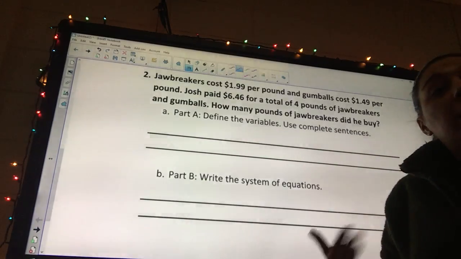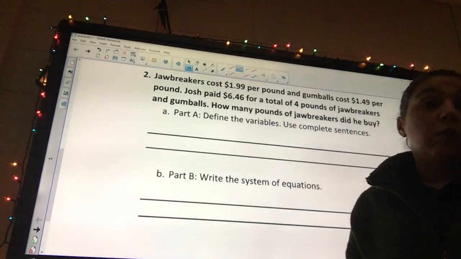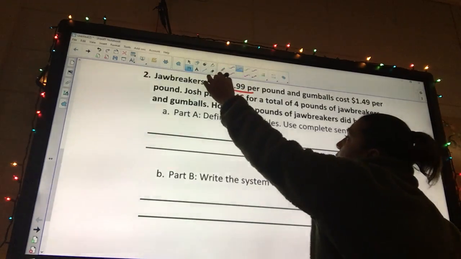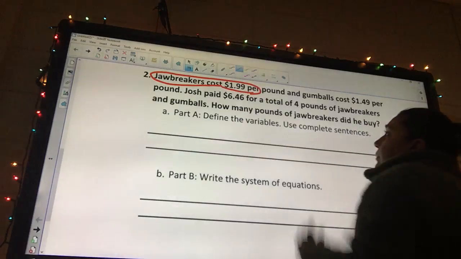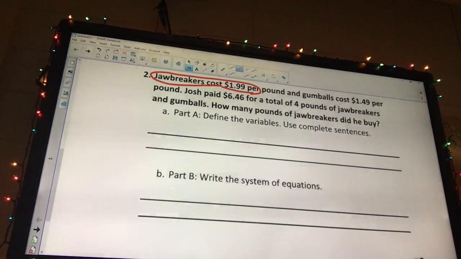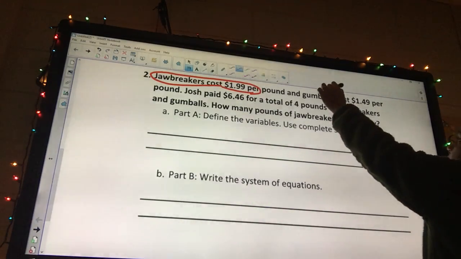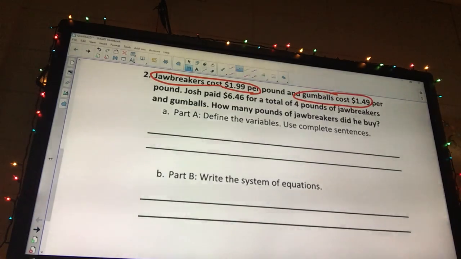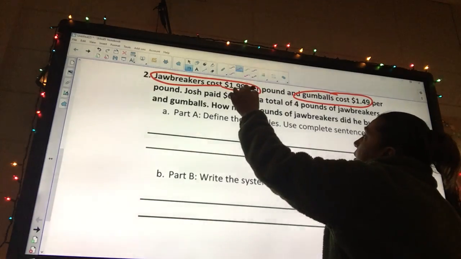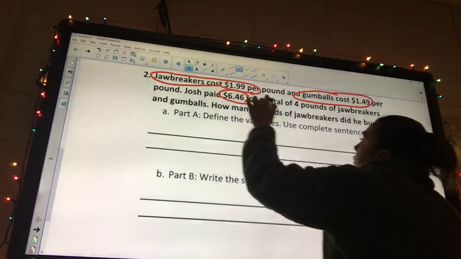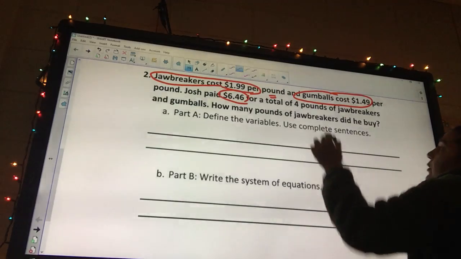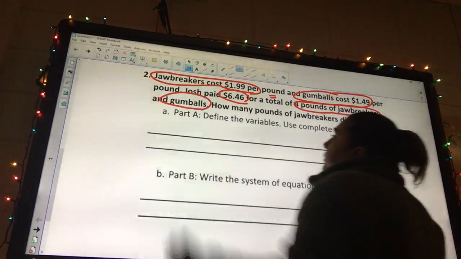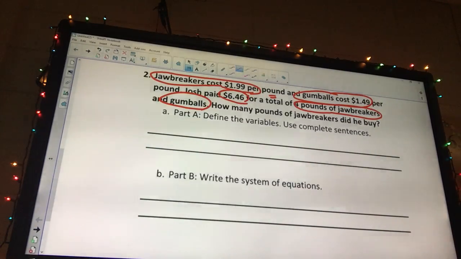And as we go, we can circle anything with a number we know we're going to use. So $1.99 per pound, and that's for a Jawbreaker. So I'm going to just circle this whole thing. $1.99 per pound. And gumballs cost $1.49 per pound. Josh paid $6.46 for a total, means equals, a total of 4 pounds of Jawbreakers and gumballs. How many pounds of Jawbreakers did he buy?